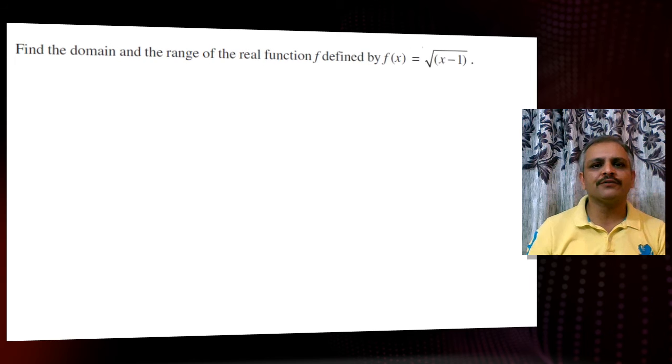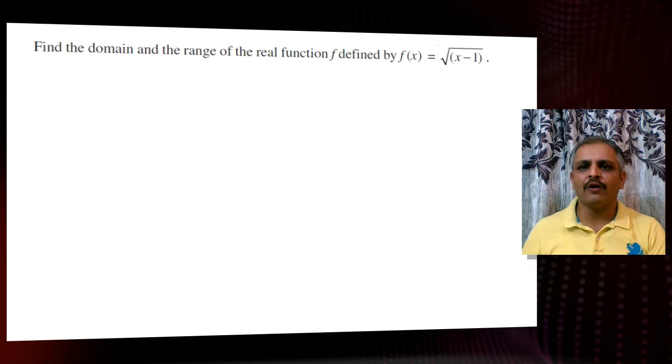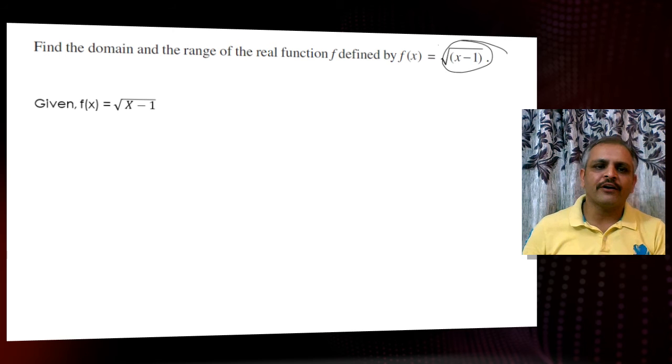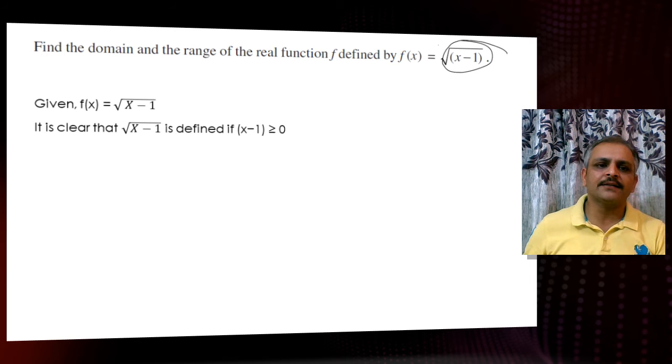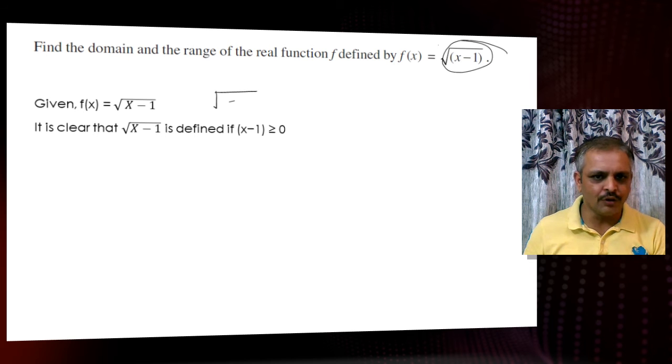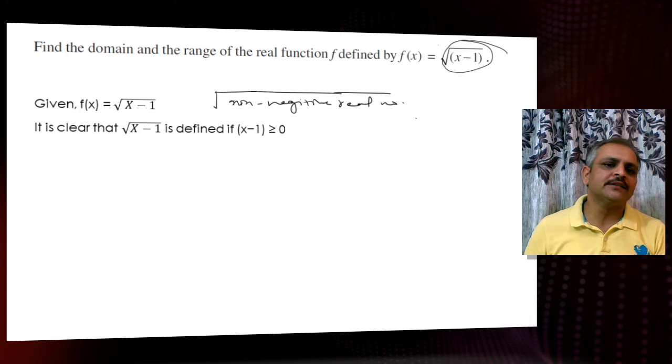Find the domain and range of the function f defined by f(x). And what is the function? Root of x minus 1. So function is this. To get the domain, it is clear that root of x minus 1 is defined whenever the value inside the root is either 0 or positive, or you can say a non-negative real number. So the value inside the root should be a non-negative real number.